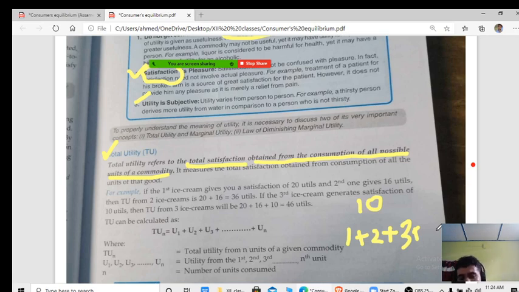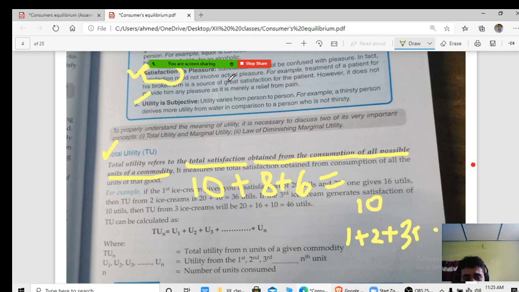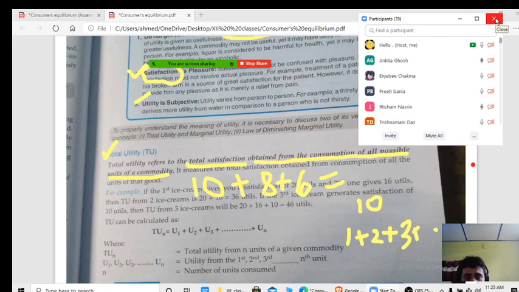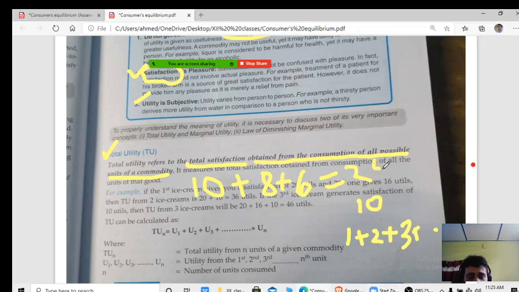Now let me give you an example. Suppose you have consumed only three ice creams. The first ice cream gives you a satisfaction of 10, the second gives you a satisfaction of 8, and the third gives you a satisfaction of 6 units. Now what will be the total utility in this case? Yes, it's 24. 10 plus 8 is 18, 18 plus 6 is 24. So that is your total utility.